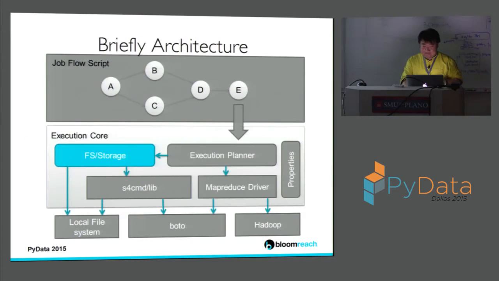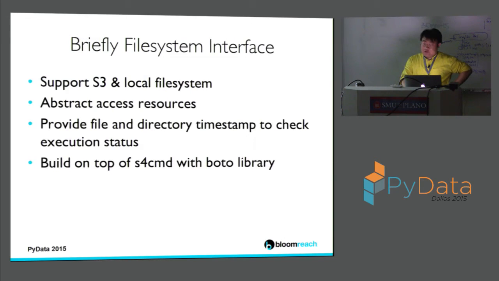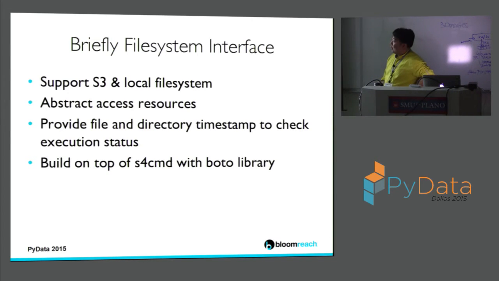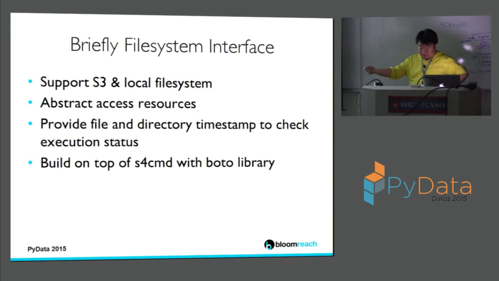To do that, first you have to abstract your file system or storage layer, because if everything is a local file, then your data pipeline is pretty much fixed to running everything locally. In order to do that, we leverage another open source project called S4cmd. Basically, this is our previous open source project. We use it to interact with Amazon S3, so everything can be uploaded or downloaded automatically.